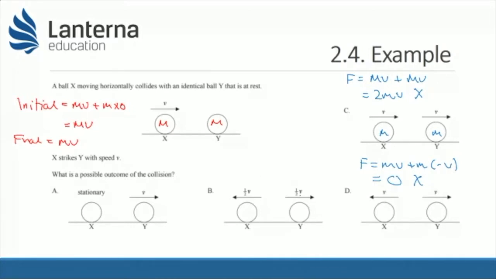Part B, well, if we look between part B and part D, we've got the same thing, but just half v and half v in the opposite direction. So I know this is going to equal 0 as well. So I know that's wrong. Now let's look at this one. The final momentum is m times 0 plus m times v. So it's mv. So going back to red, because now I know what the definite answer is, this one is A. Because this is the only one where the final momentum is equal to the initial momentum.